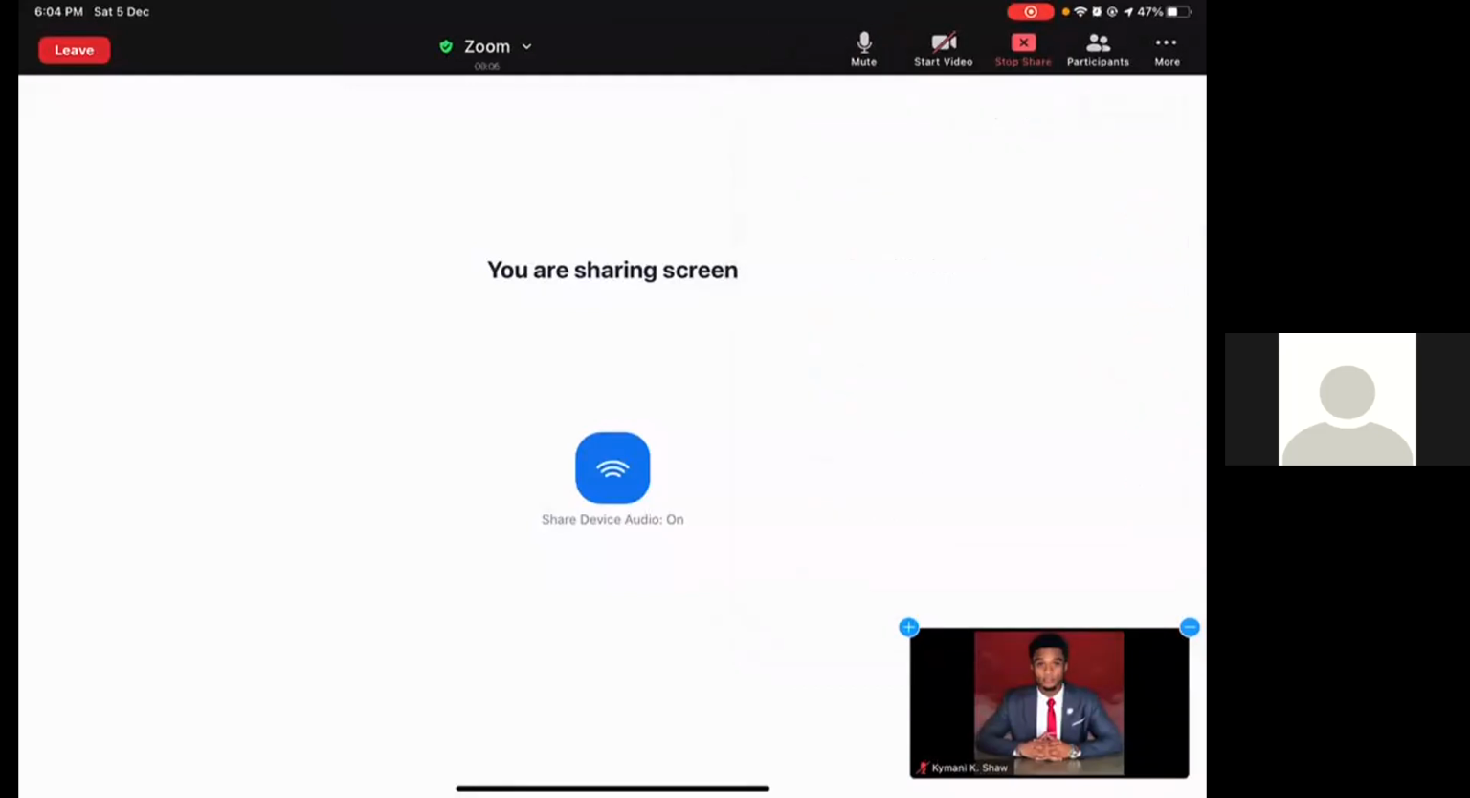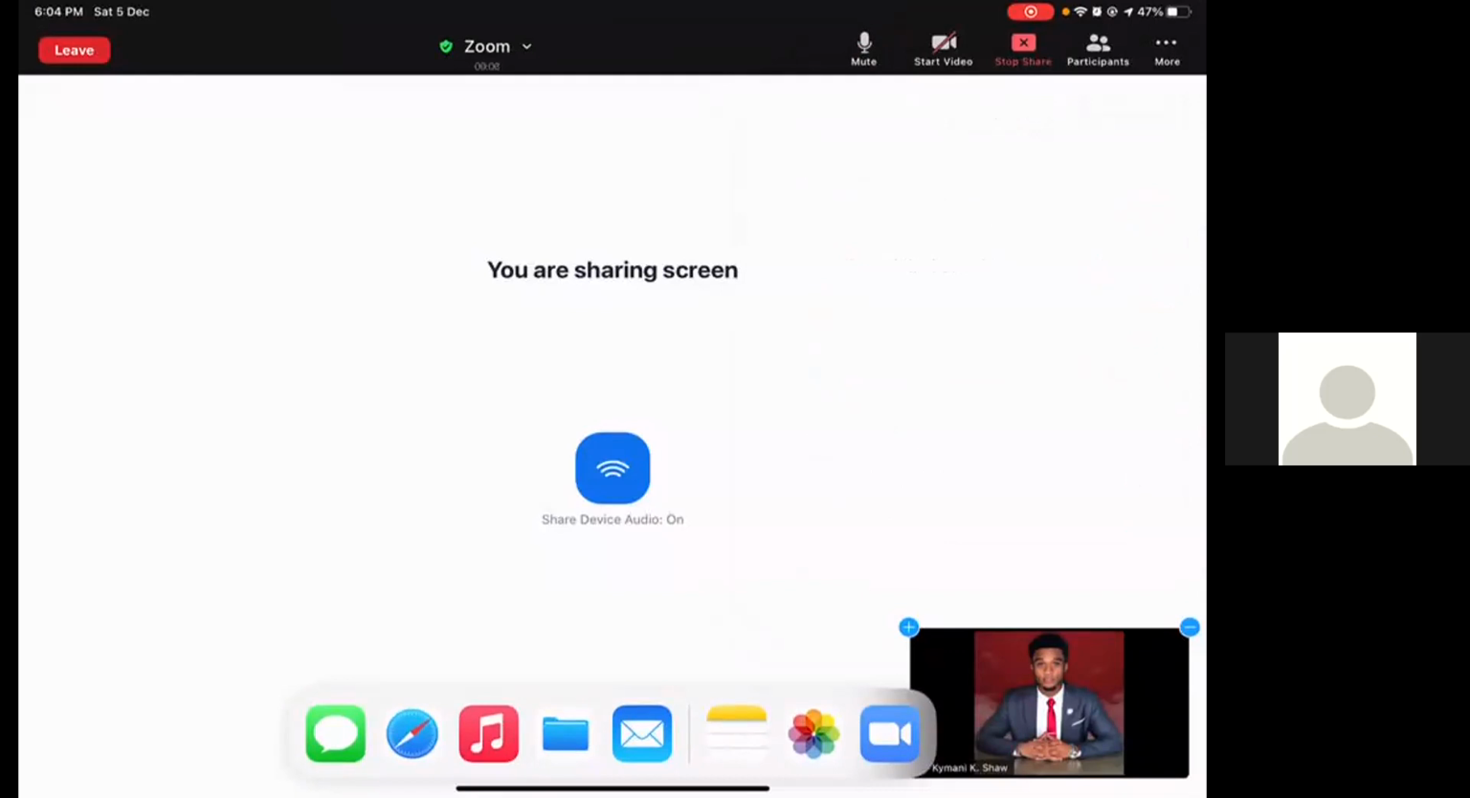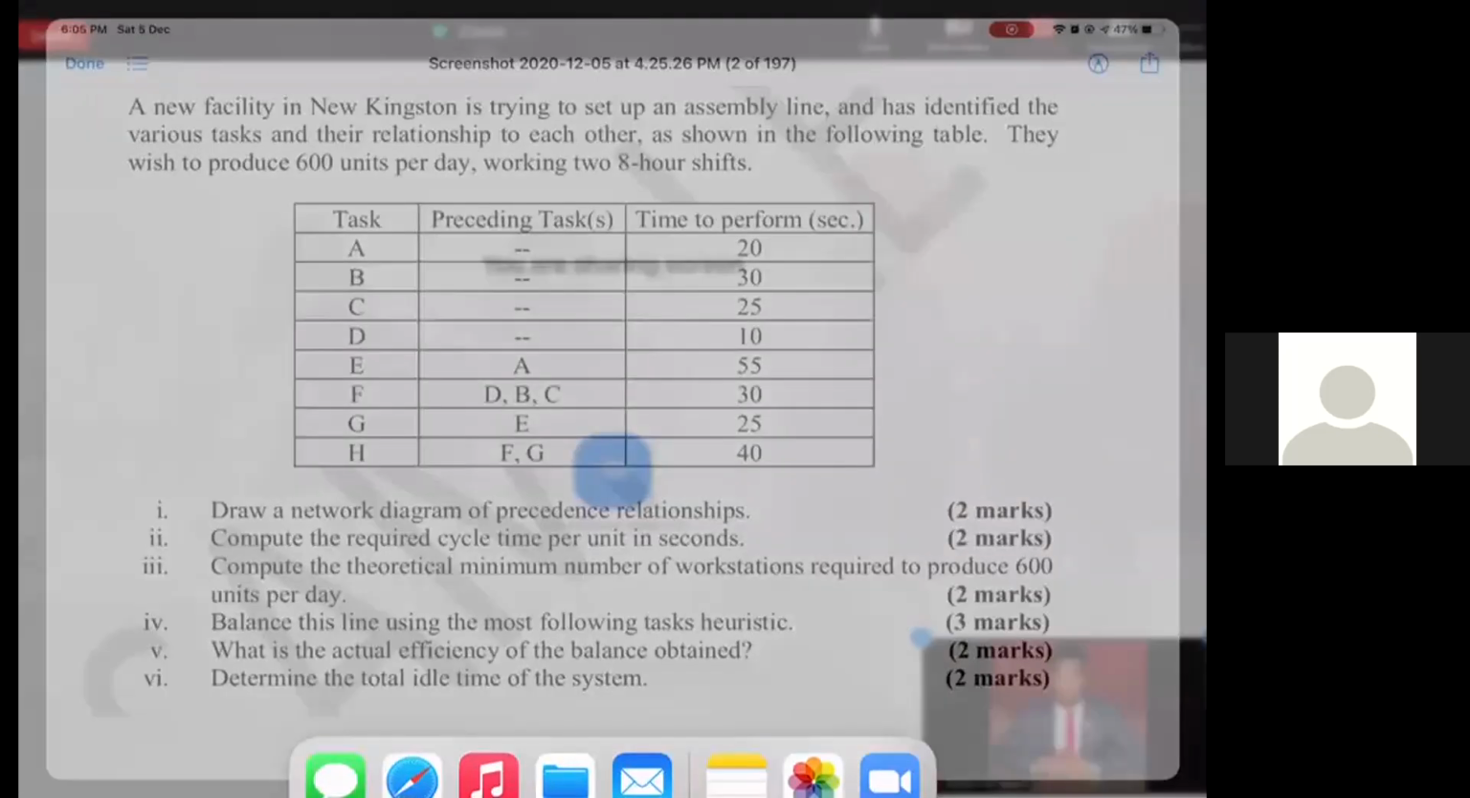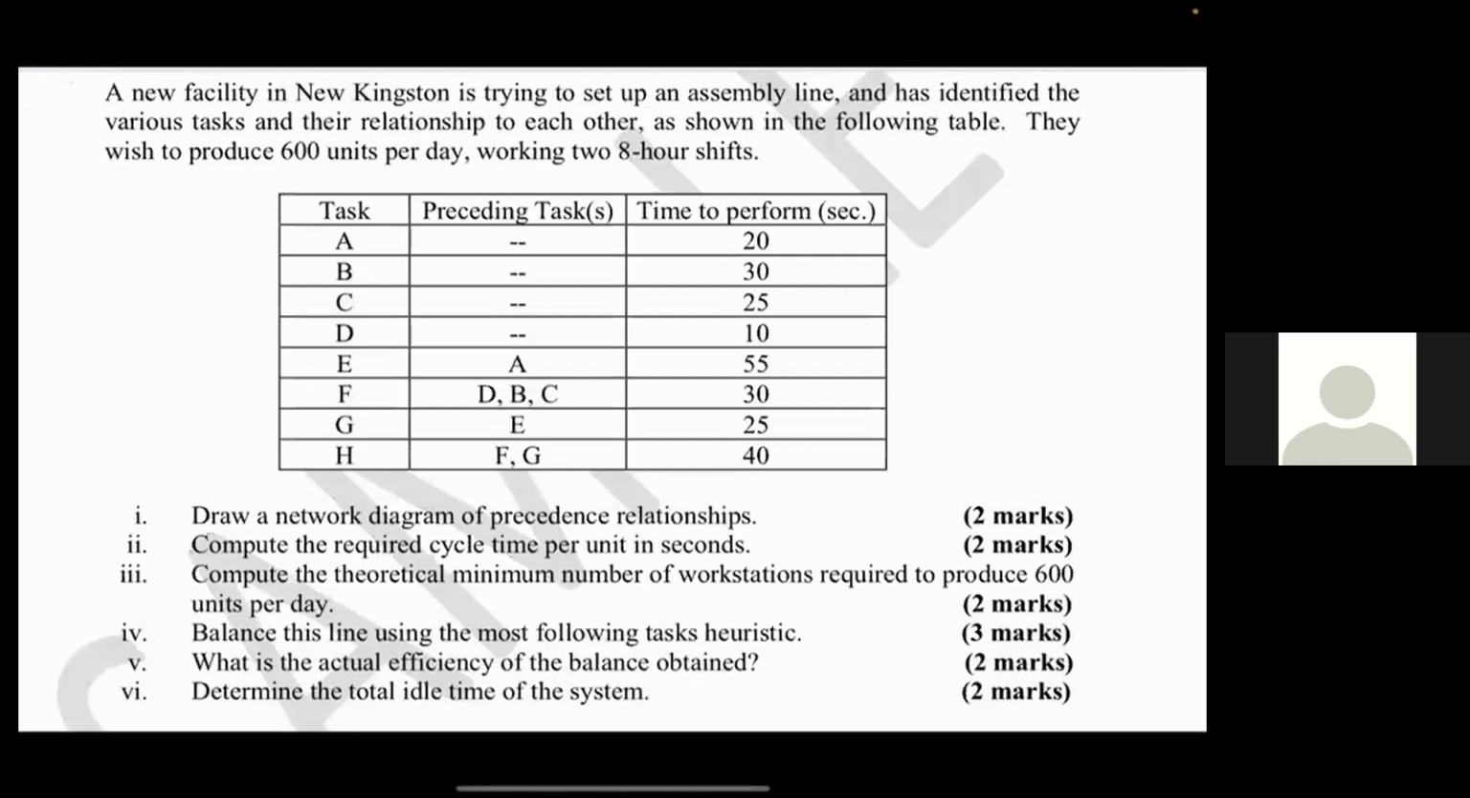Today we're going to do a couple of questions from Management 2026 Production and Operations Management. That's actually my major. All right. So the first question here is from a past paper, a sample past paper. You may be familiar with it.